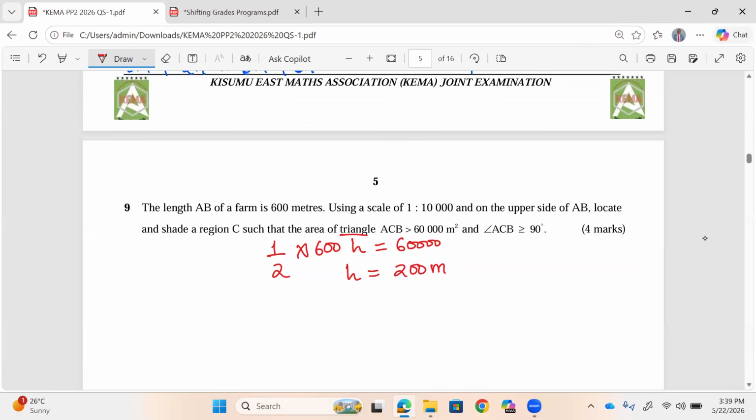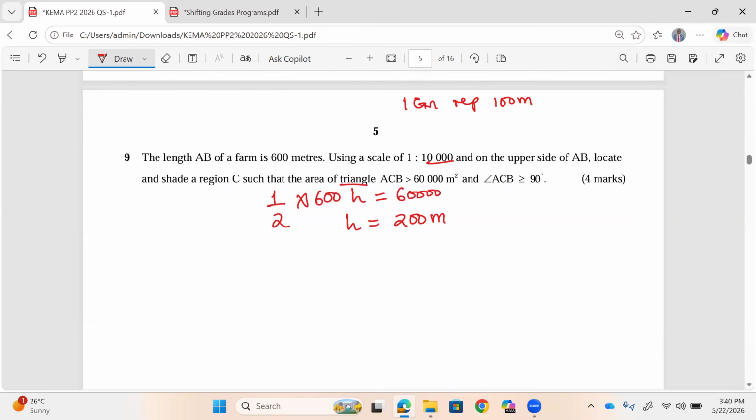We are already saying that 1 centimeter should represent what? 10,000. You know, this is 1 centimeter to 10,000 centimeters. So 10,000 centimeters converted to meters, it becomes 100 meters. This is 10,000 centimeters. So we make them meters. So we have 1 centimeter for 100 meters, meaning that this will be 6 centimeters because each centimeter represents 100 meters. Then this will be 2 centimeters because each centimeter represents 100.